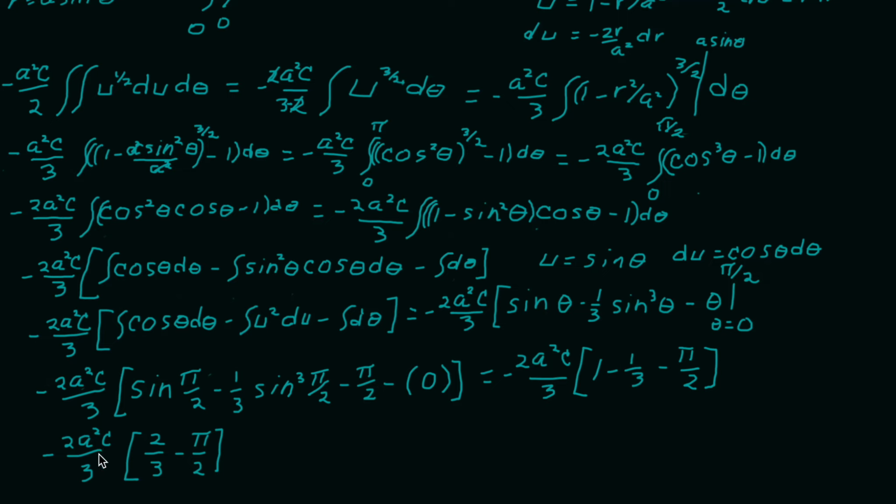We can simplify this a little bit more by multiplying through here by minus 2. Gives you a²c over 3 times pi minus 4/3.